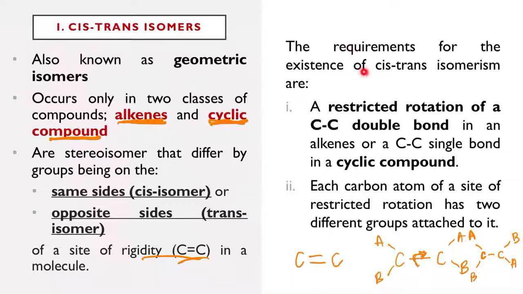So, in order to have cis-trans isomerism, there are two requirements. You must have a restricted rotation of a carbon-carbon double bond in your alkene or a carbon-carbon single bond in a cyclic compound. So, another thing, kalau awak ada cyclic compound, macam ni, ini pun stay as planar. Dia tak boleh di-rotate, kan? Awak tak boleh lipat-lipat dia. Tak boleh rotate. So, dia rigid. And each carbon atom of a site of restricted rotation has two different groups attached to it. So maksudnya, macam ni, dia ada two different groups.